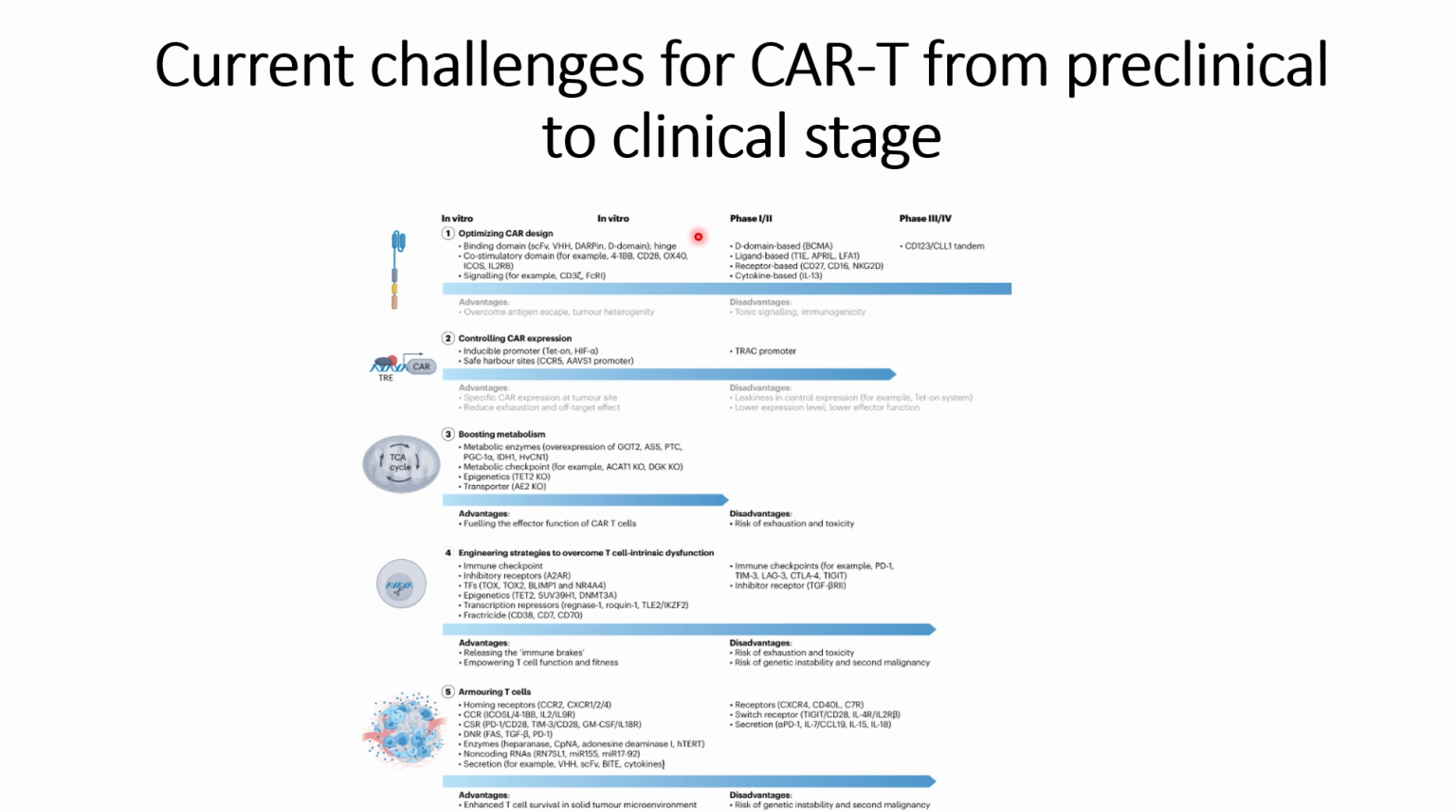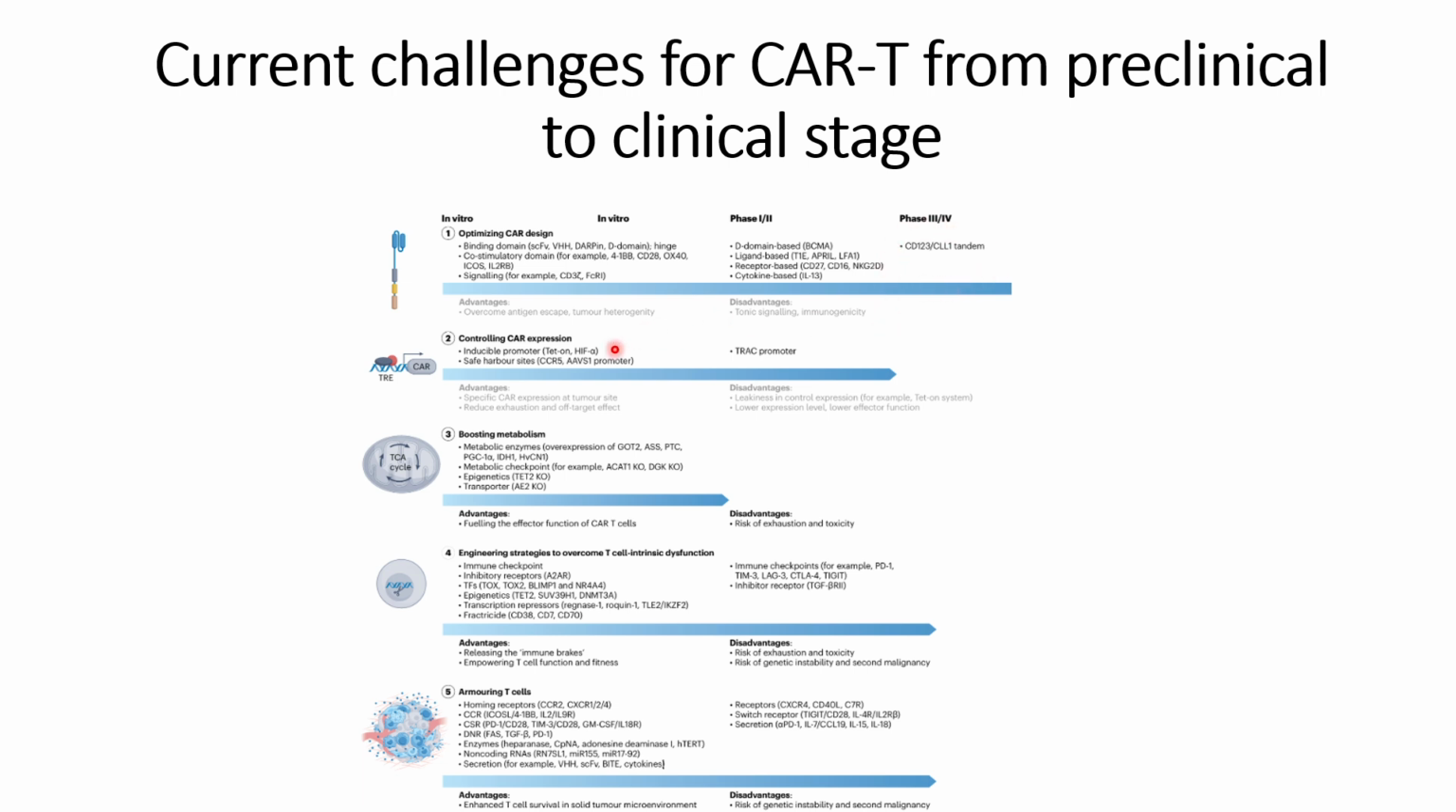For phase 1 and phase 2, some of the most common CAR designs are the DARPin domain, ligand based CAR design, receptor based CAR, and the cytokine based CAR. And in phase 3 and phase 4, two of them are able to reach this stage, that is CD123 and CLL1 tandem.